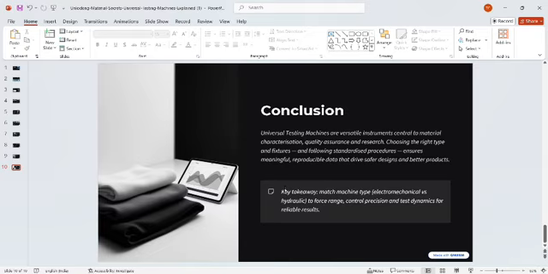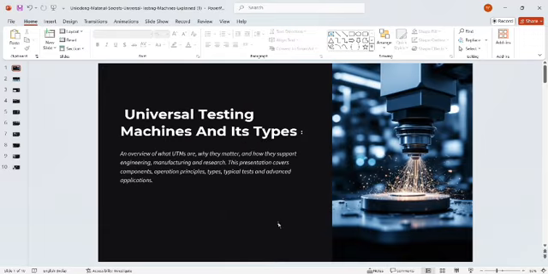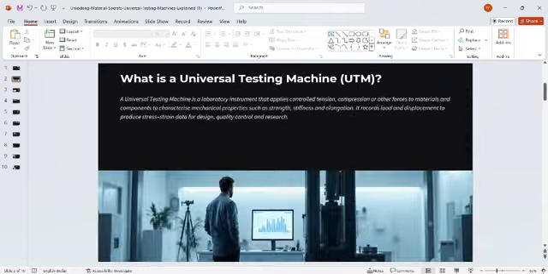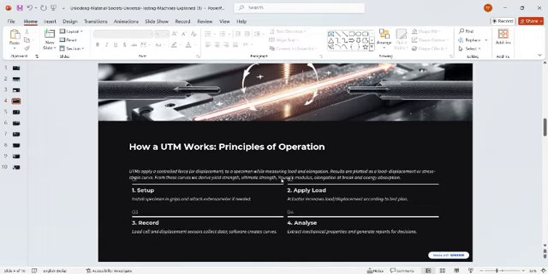So, conclusion. Let us see what we have covered from the start. What is a universal testing machine and its types. Next are the key components, which lead to the testing of the materials. Next, how we set up and apply the load, then record the load, and the software creates the curves. Next, we analyze the mechanical properties and can use them for our research purposes.